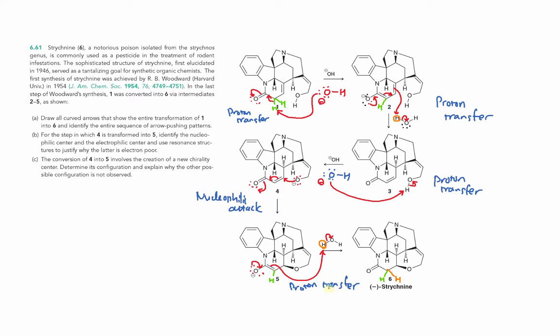Okay, so now we have to answer part B. Follow the step in which 4 is transformed into 5. Identify the nucleophilic center and the electrophilic center, and use resonance structures to justify why the latter is electron poor. Okay, I can draw this resonance. So from here to there, I'm just going to draw the relevant part on this side, instead of drawing the whole molecule.